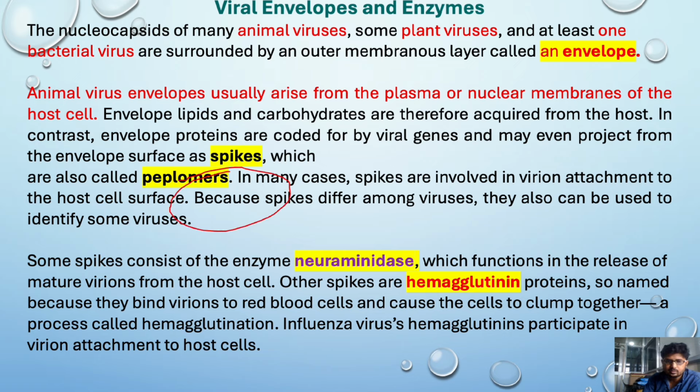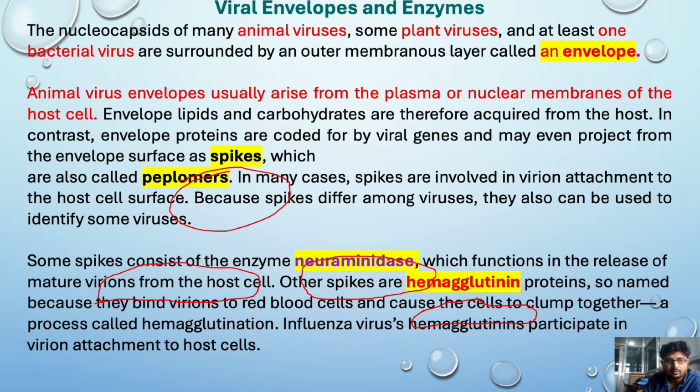Now I will give you some special examples of spike proteins present in the influenza virus: the neuraminidase and the hemagglutinin. These are two special spike proteins present in the influenza virus which help them to infect or to gain entrance into the host cell. After that, they can form the disease and show their pathogenicity. So one by one I will go.